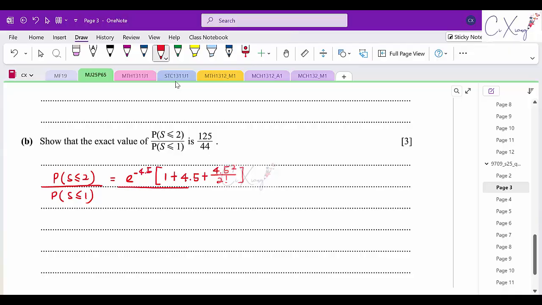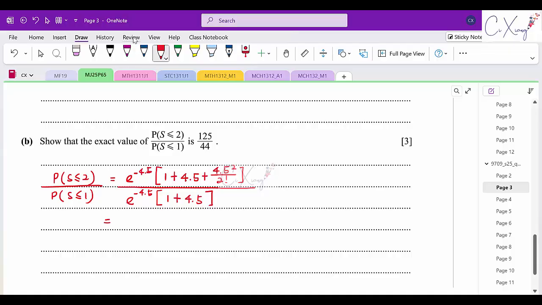Then divided by the probability of S smaller than or equal to 1, I'm having e negative lambda also. When S equals 0, it is 1. Just now I should say S equals 0 is 1, then S equals 1 is 4.5, which is lambda. So I shouldn't include S equals 2 here, because they want us to find the probability until S equals 1 only.